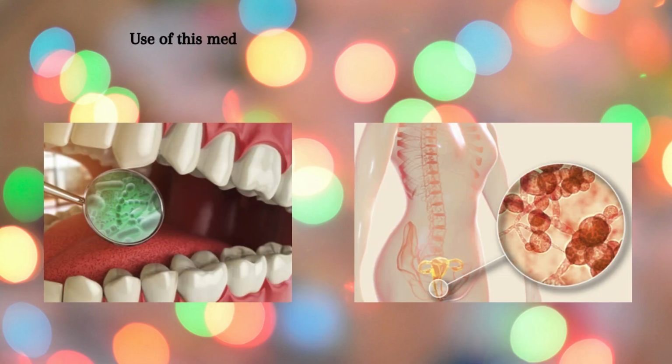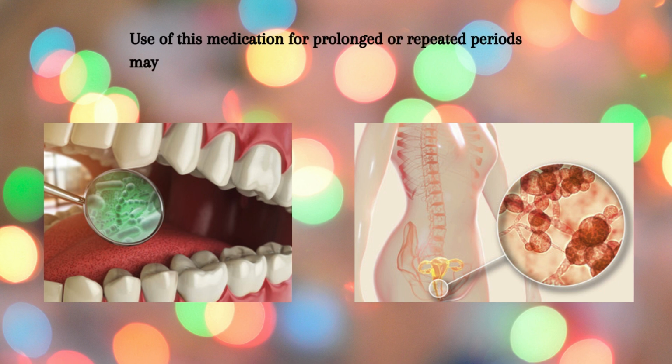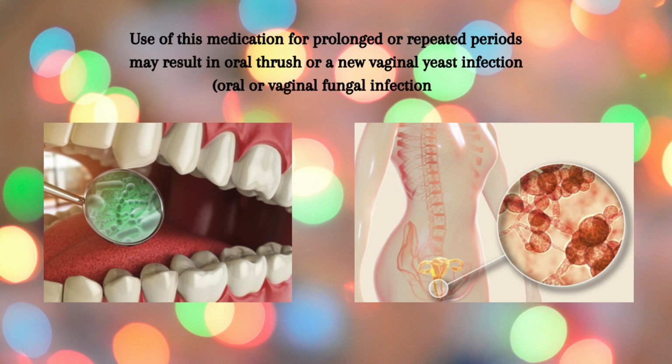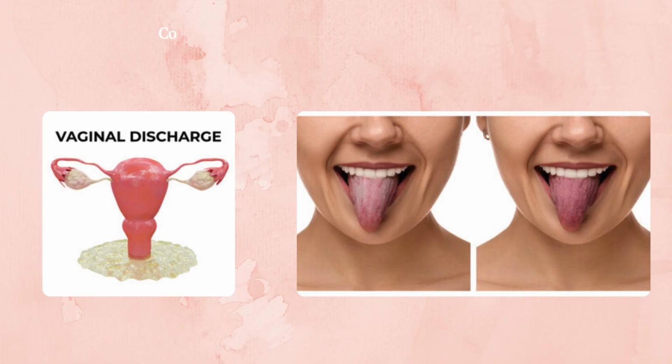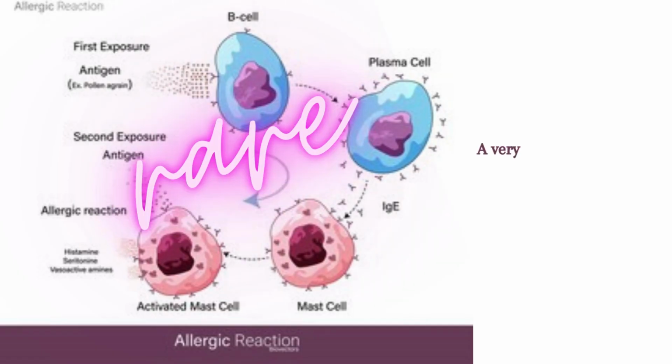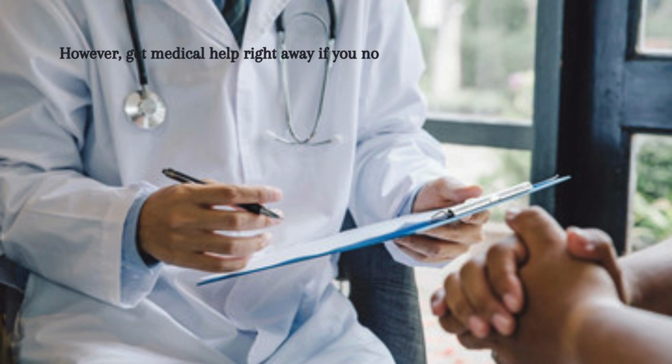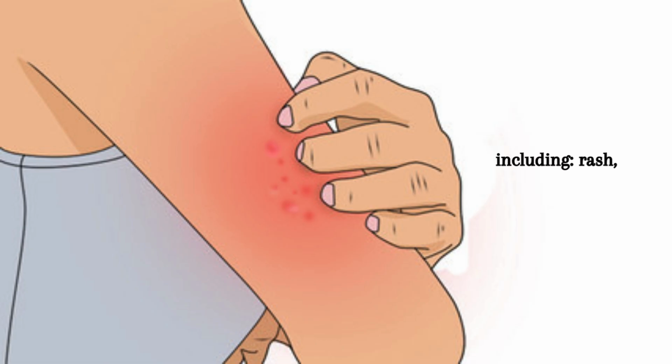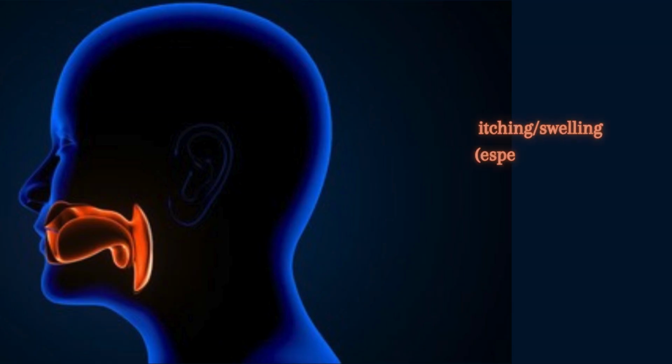Use of this medication for prolonged or repeated periods may result in oral thrush or a new vaginal yeast infection, oral or vaginal fungal infection. Contact your doctor if you notice white patches in your mouth, a change in vaginal discharge or other new symptoms. A very serious allergic reaction to this drug is rare. However, get medical help right away if you notice any symptoms of a serious allergic reaction, including rash, itching, swelling, especially of the face, tongue, throat, severe dizziness, trouble breathing.